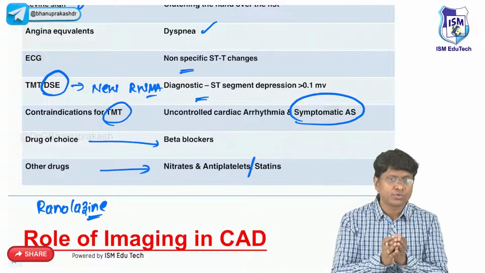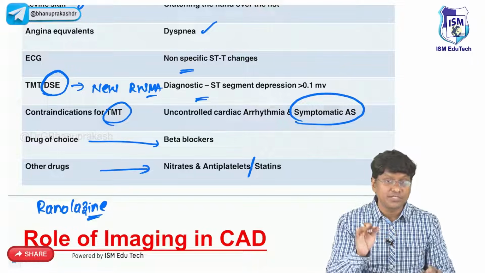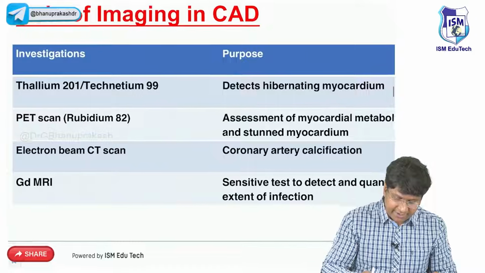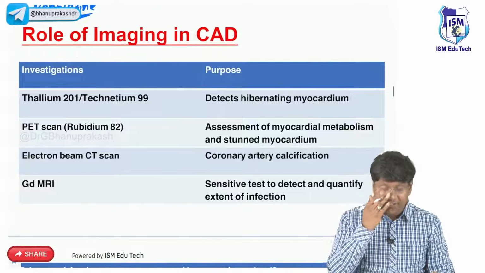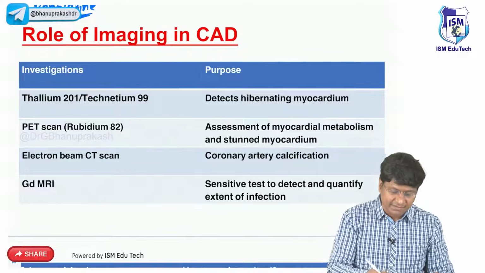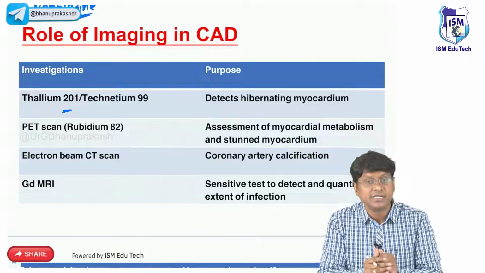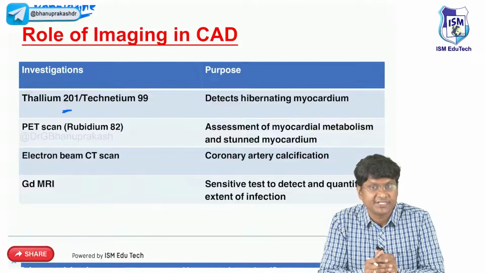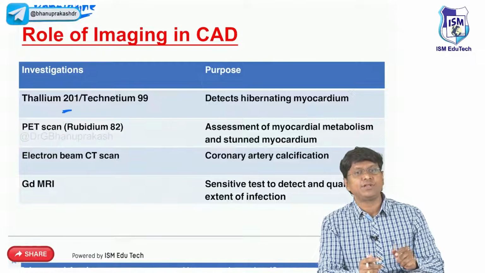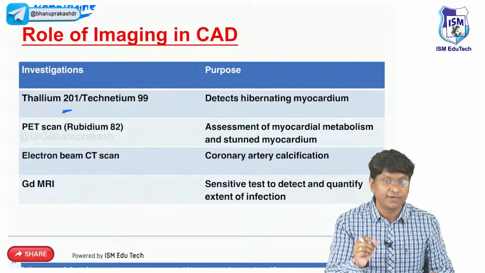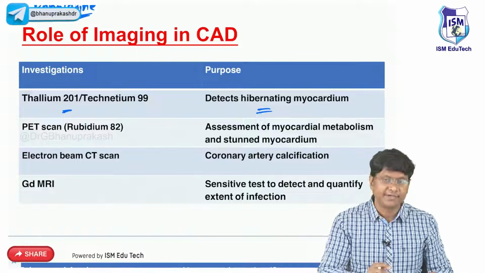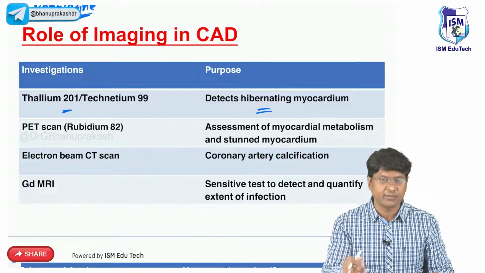Now you need to be very much aware of the role of imaging in coronary artery disease. We have some imaging methodologies, that is thallium 201 or technetium 99. This thallium 201 or technetium 99 is useful for detecting the hibernating myocardium. What is hibernating myocardium and what is stunned myocardium?